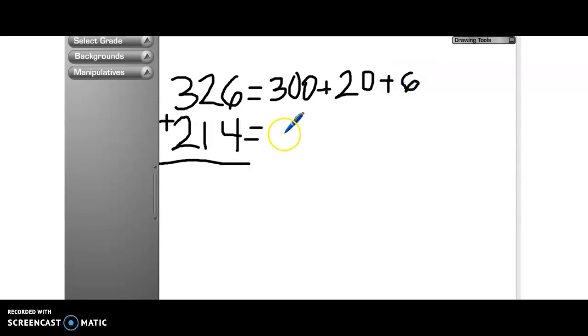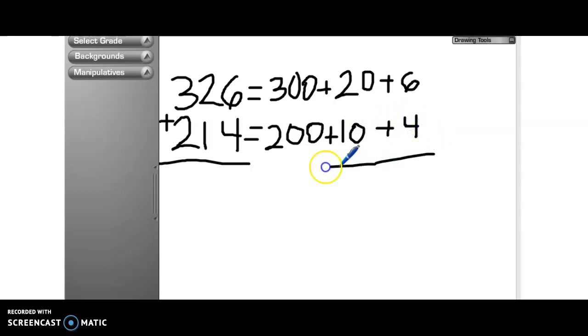Next, I'm going to do 214. So 214, there's 200 here, plus 10, because there's a 1 in the tens place, plus 4. Now I'm going to add. 6 plus 4 equals 10, so I'll put a 0 here and carry this over and put a 10 here. 10 plus 20 is 30, plus 10 more is 40.